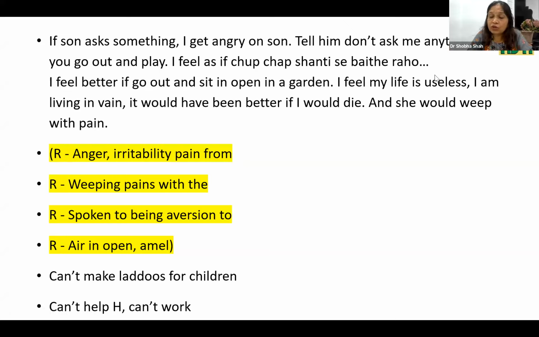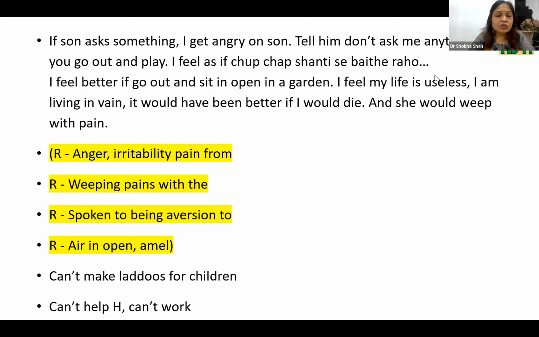And she would also weep with the pain. There is weeping with the pain, and there is anger and irritability with the pain. Even later in the case taking, the husband also said that she gets very irritated during her pains. So I tried to take these rubrics: anger and irritability, pain with weeping, speaking aversion to, she did not like it, and open air ameliorates.